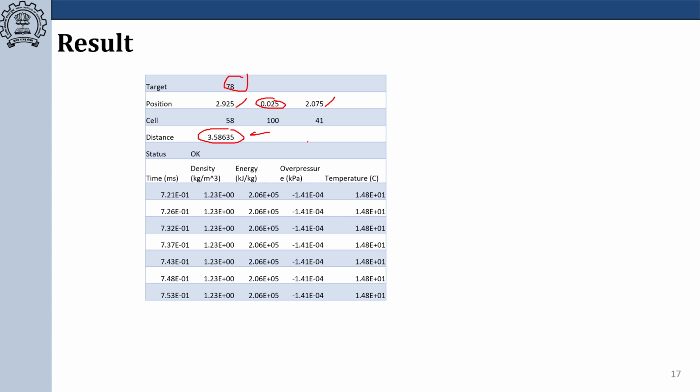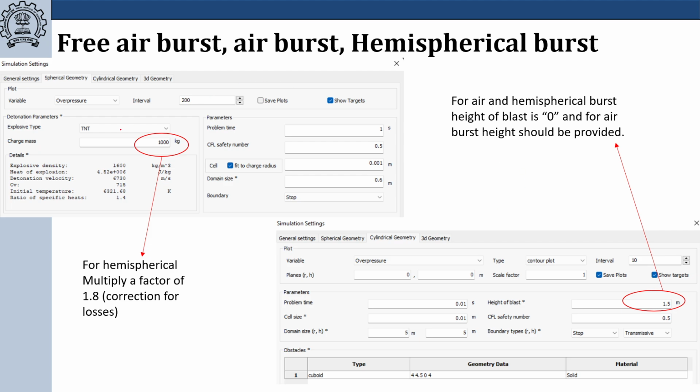This you can use to compute the scaled distance also, and you will be getting the time variation, at 7.21 millisecond, my density, my energy, the overpressure, temperature. Since we have not chosen the velocity option, the velocity data is not given. If you choose the velocity option, you will be getting Vx, Vy and Vz, and those data also will be available. So coming to the free air burst scenario, different blast scenarios.